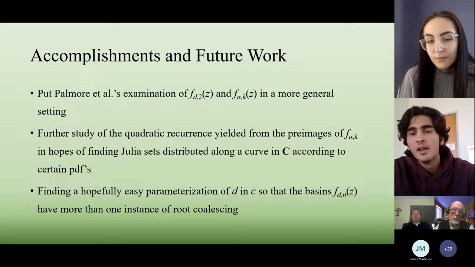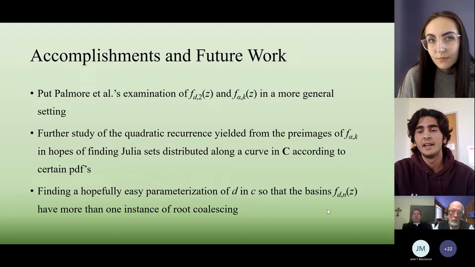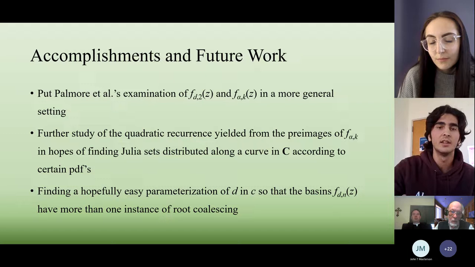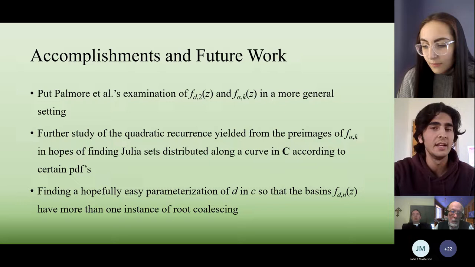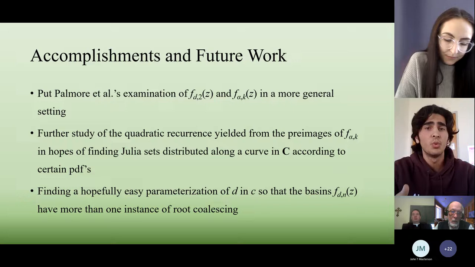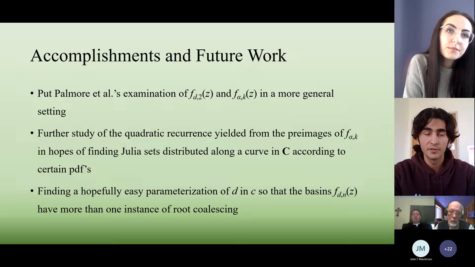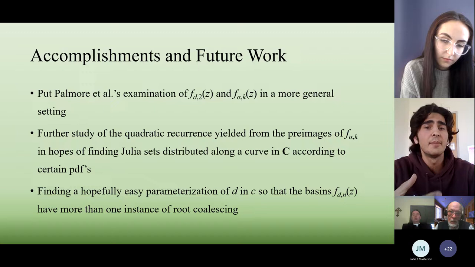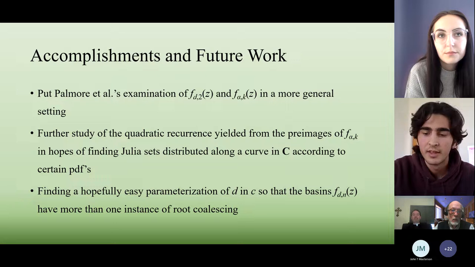And finally, for the first family, when we looked at the n equals 2 case and n equals 3 case, it was a fairly simple way to vary D in the plane so that it had two coalescing or three coalescing roots. But for n equals 4 and n equals 5 and so on, we suspect that there's a way to vary D on a certain curve so that it hits all those points in the plane for which it has multiple roots. And finding a generally easy way to find that parameterization is also of considerable interest. So that concludes our work.